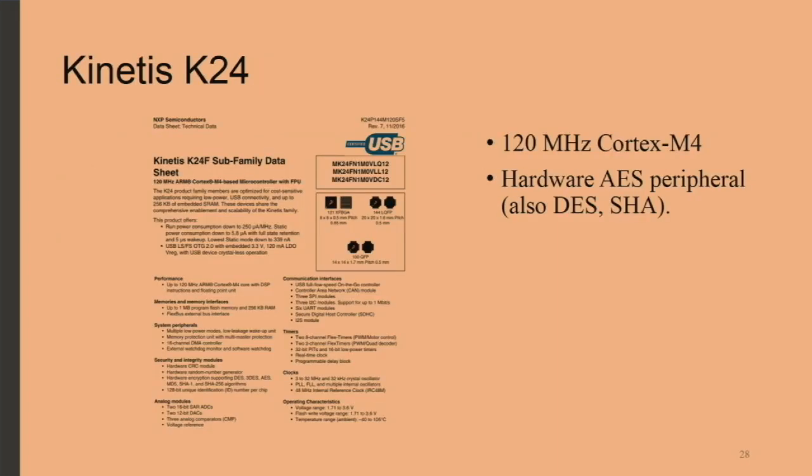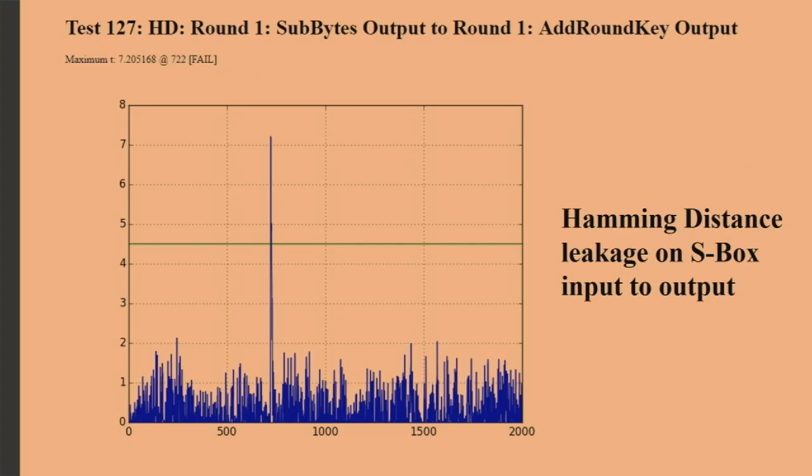The next guy, Kinetis K24, Cortex M4 again, has a bunch of different hardware crypto in it, including hardware AES. This one's a little different. So the best leakage was on the substitution box of AES, the S-box. You saw a difference between the input data to it and the output data from it. So actually a little more odd for a pure hardware crypto implementation.